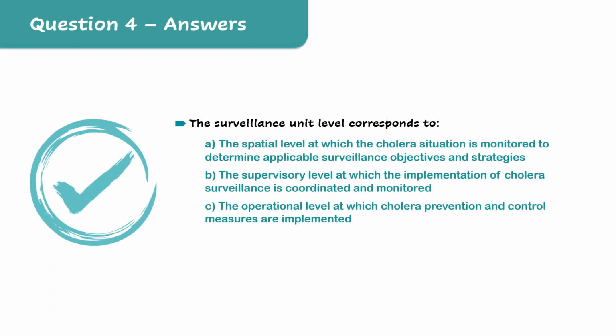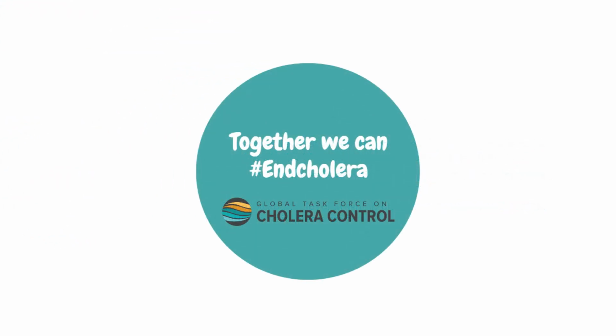All are correct. The cholera situation is monitored at the surveillance unit level, and the applicable surveillance objective and strategies are determined at this level. The implementation of cholera surveillance is coordinated and monitored at the surveillance unit level. Strategies against cholera are also designed and implemented at the surveillance unit level. We have now completed this module.